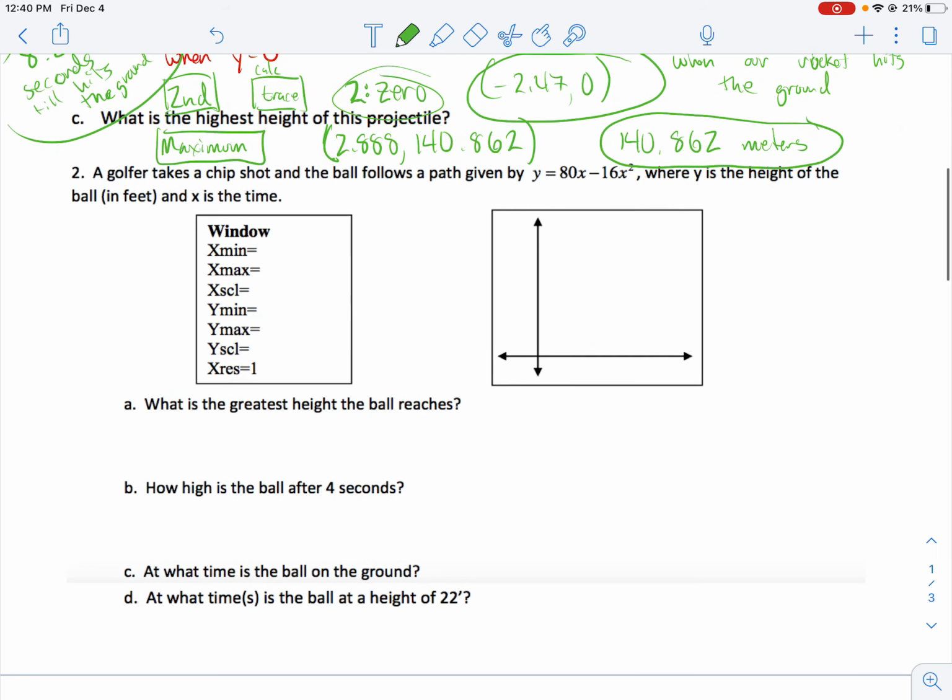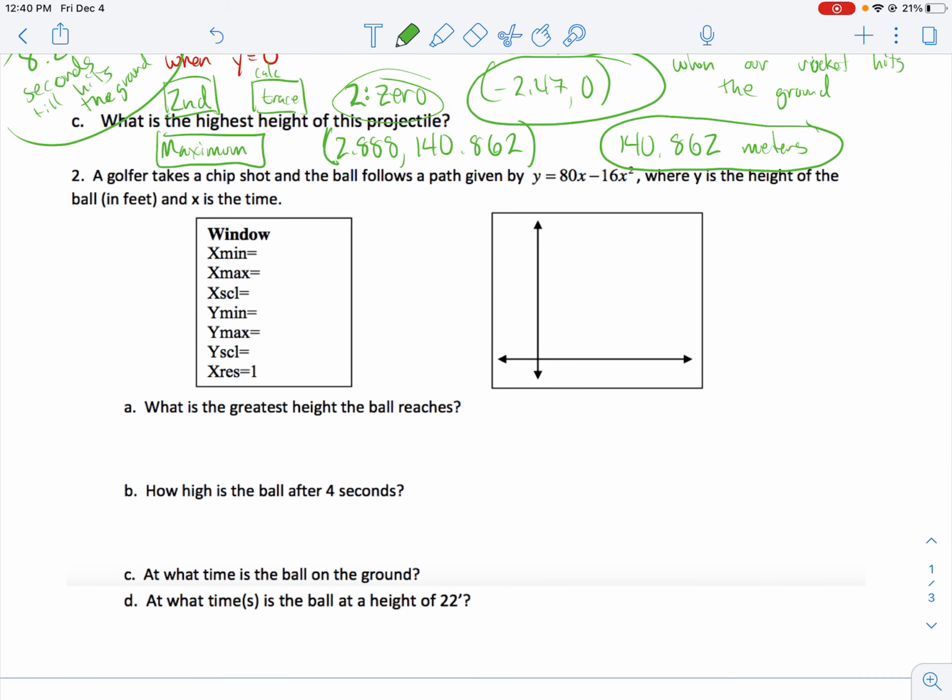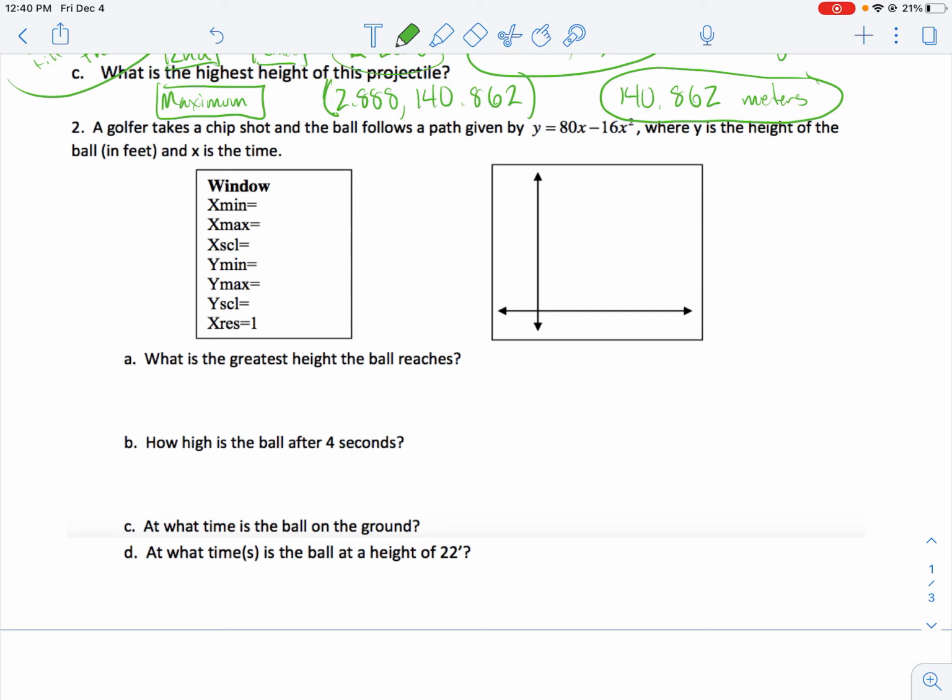Okay, so let's take a look at number 2. All right, so number 2, we're going to start the same thing. We're talking about a golfer, though, and our golfer is talking about his chip shot right here, which his trajectory can be written as this equation right here. Okay, so I want you to plug this into your calculator. Okay, so now there's our function.